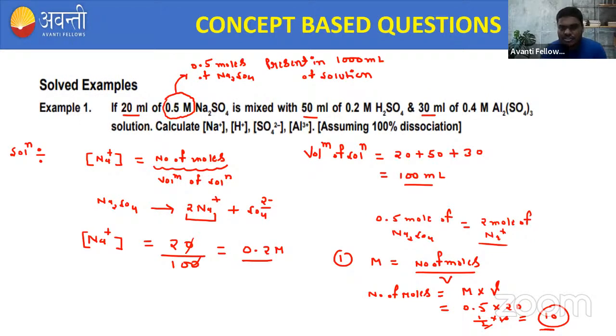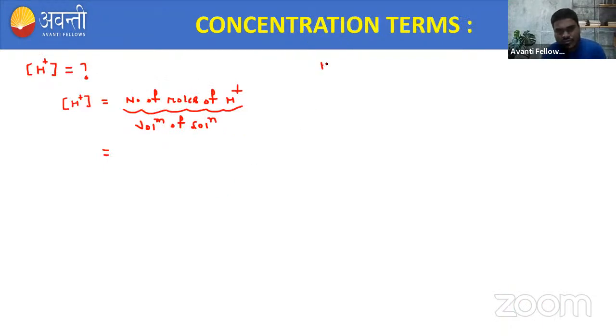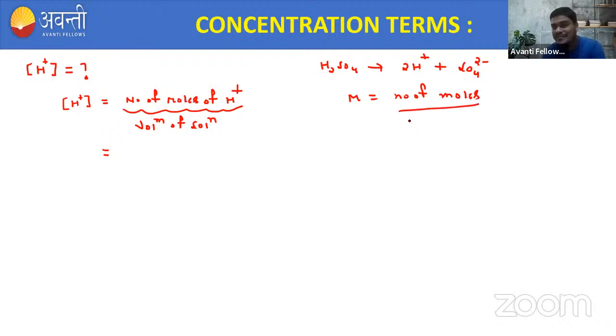So let's see the question. 0.2 mole of H2SO4 and 50 ml is given. How does H2SO4 dissociate? H2SO4 dissociates as 2H plus and SO4 twice negative. So this is how they dissociate. Now again, molarity is equal to number of moles divided by volume. Same formula. If you want to calculate the number of moles, it comes out to be molarity into volume.